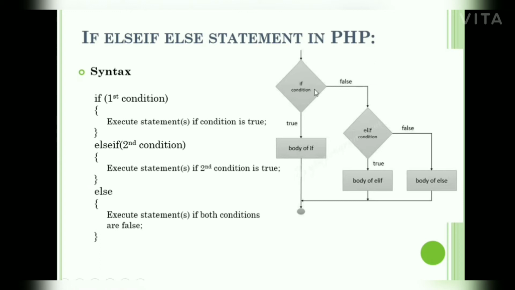Let us see the flowchart. If the condition is true, a set of statements will be executed, that is the body of the if. If the condition is false, another if condition will be checked. If it is true, another set of statements will be executed. Even if that if also becomes false, another set of statements will be executed. It will go on like that.